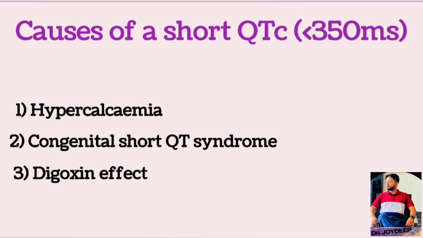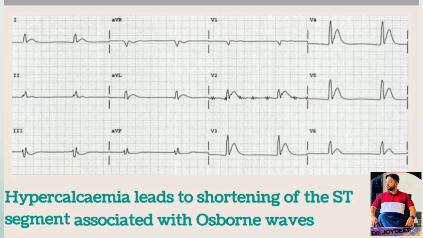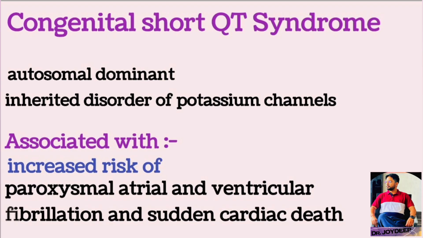Causes of short QTc are hyperkalemia, congenital short QT syndrome, and digoxin toxicity. Hypercalcemia leads to shortening of the ST segment and may be associated with the appearance of Osborn waves. Congenital short QT syndrome is an autosomal dominant inherited disorder of potassium channels associated with an increased risk of paroxysmal atrial and ventricular fibrillation and sudden cardiac death.